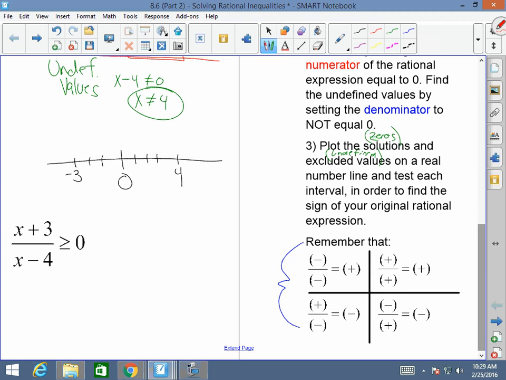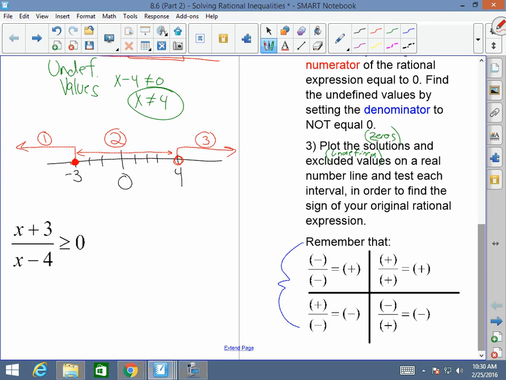All right, guys. So you have a solution here at negative 3. You have an undefined value here at 4. Okay? So my intervals are the following. The solutions to this can be less than negative 3. So I'm going to call this my first interval. It could be between negative 3 and 4. So I'm going to call this my second interval. And it could be greater than 4. That's my third interval.